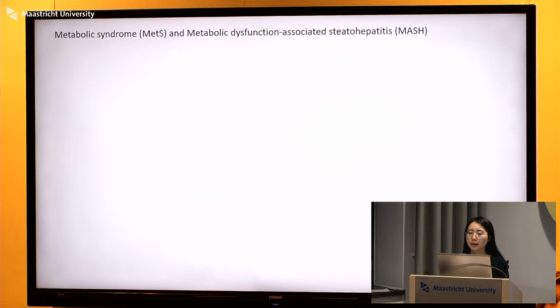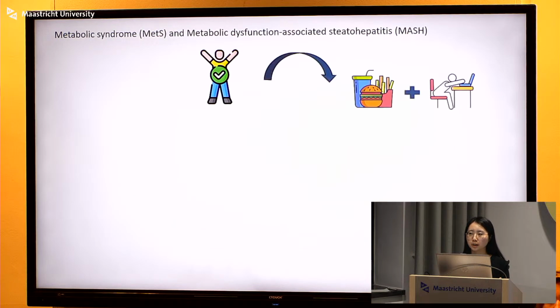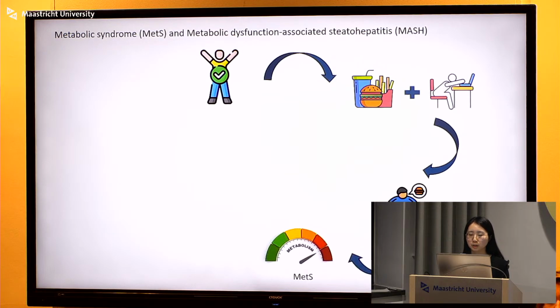As mentioned in my introduction, the diet, namely overconsumption of fatty food, also can lead to metabolic disorders. The first of which is metabolic syndrome, which occurs when people eat too much fatty food and do not exercise efficiently. This could lead to metabolic syndrome, and in the long term can lead to [a condition] which is a risk factor for cardiovascular disease, diabetes, and MASH.